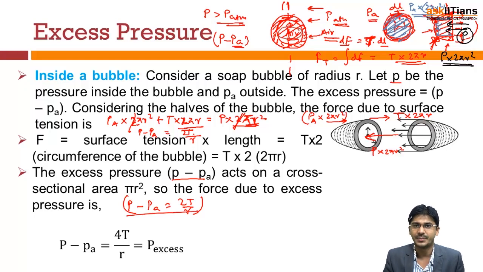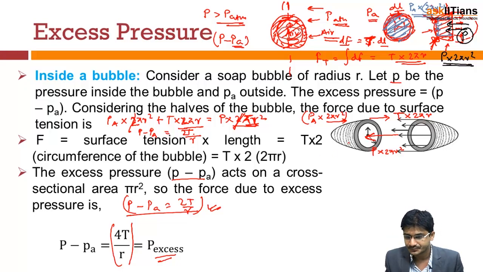This is the change in the pressure that we get. Now why is this 4T by R? Why have I written here that the excess pressure is 4T by R? The reason is that this soap bubble that we see actually has two surfaces. So if we assume the pressure outside was Pa, this is actually the pressure in this liquid.